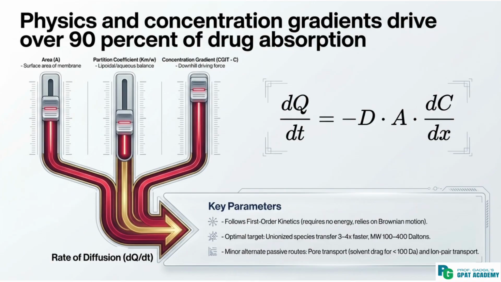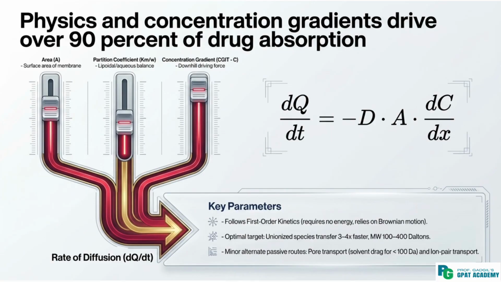Passive diffusion is best expressed by Fick's first law of diffusion, that is dQ/dt = DAKm/w / h (Cgit - C). It is a downhill transport. The rate of transfer of unionized species is 3 to 4 times the rate for the ionized drugs. Drugs having molecular weights between 100 to 400 daltons are effectively absorbed passively. Permeability refers to the ease with which a drug can penetrate or diffuse through a membrane. Passive diffusion follows first order kinetics, that is dQ/dt = P Cgit.